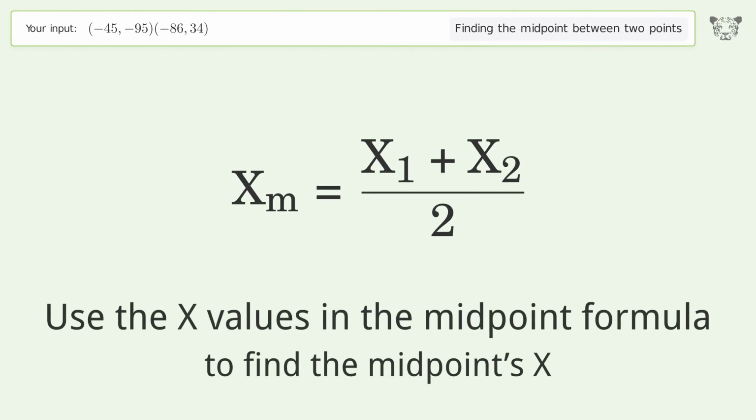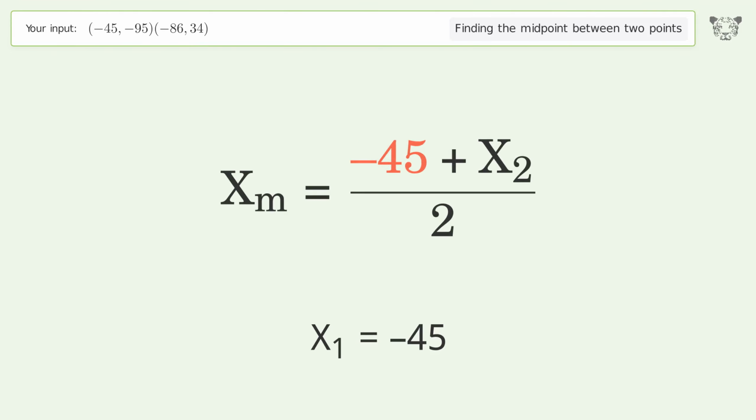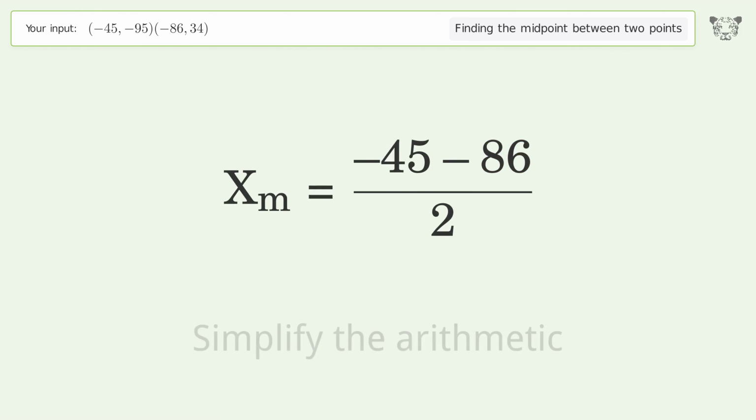Use the x values in the midpoint formula to find the midpoint's x. x1 equals negative 45. x2 equals negative 86. Simplify the arithmetic.